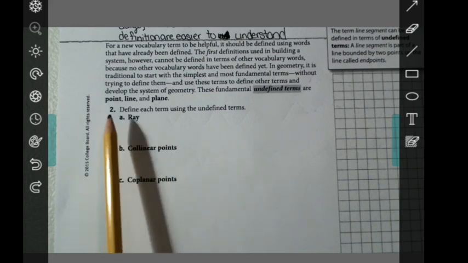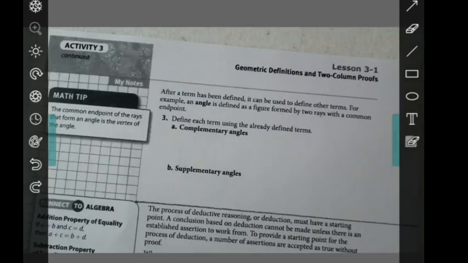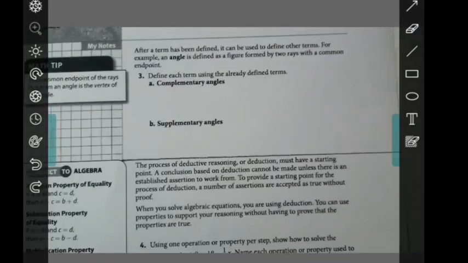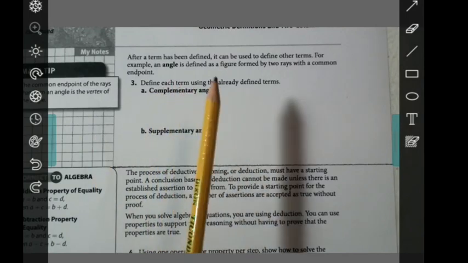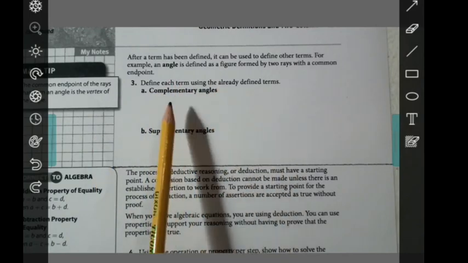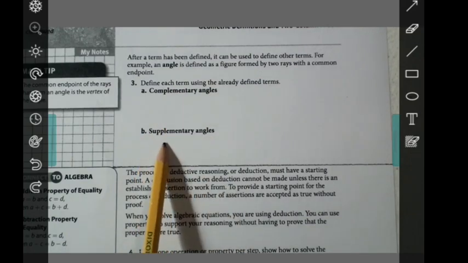Question number 2 says, define each term using the undefined terms, and it wants you to find the words ray, collinear points, and coplanar points. That's the first part. For part 2, or question 3, you should be defining each term using the already defined terms. And you want to define complementary angles and supplementary angles.